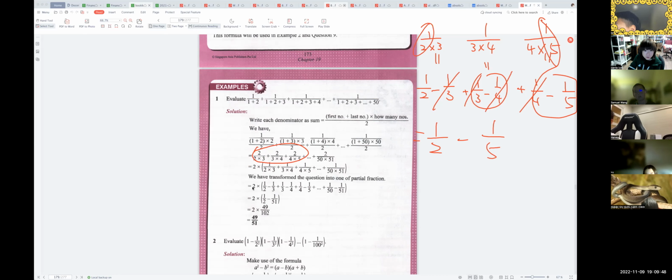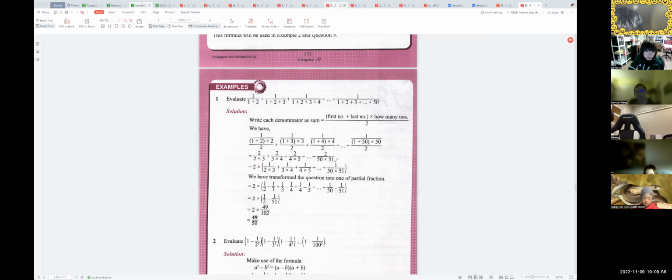Okay, so now we know that it's 1 over 2 minus 1 over 3 plus 1 over 3 minus 1 over 4 plus and so on. So the last one, it is very easy. We don't have to do each one. The last one is 1 over 50 times 51. So it's 1 over 50 minus 1 over 51. So all of them are gone. Only the first one and last one stay. So 1 over 2 minus 1 over 51. So that's the answer.